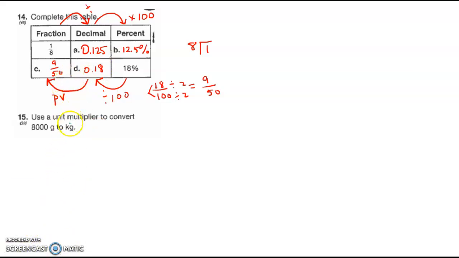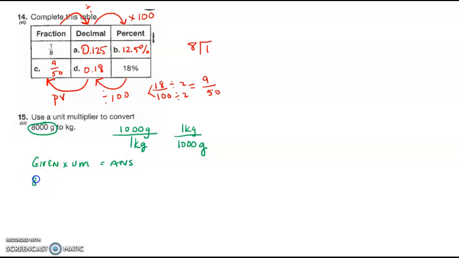So that's 14. 15, it says use a unit multiplier to convert 8,000 grams to kilograms. And I know that there are 1,000 grams in 1 kilogram. I can also write it as 1 kilogram is equal to 1,000 grams. The way that I do this, and a lot of you do it differently, and that's fine, is I use the given times the unit multiplier is equal to our answer. This is our given, 8,000 grams.